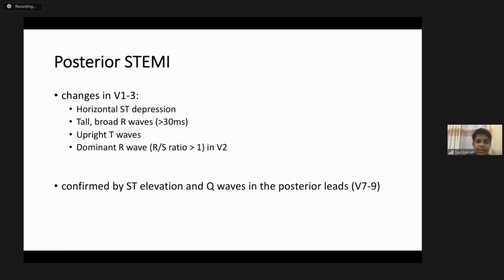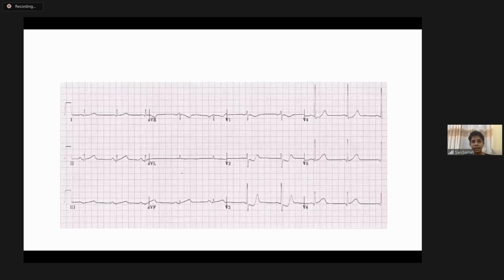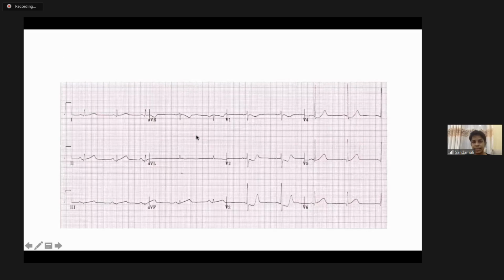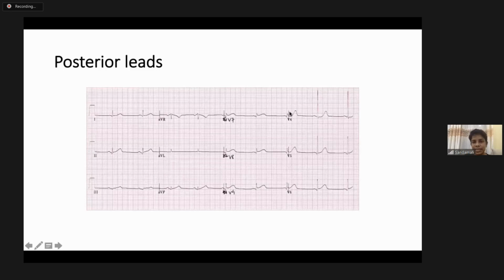The diagnosis is confirmed by ST elevation and Q waves in the posterior leads. Those are V7, V8, V9. In the ECG, you can see those changes: ST depressions in V1 to V3, tall R wave and upright T waves. And there are some ST elevations in lead 2, lead 3 and aVF also. So this is due to posterior STEMI. And if you record the posterior leads V7, V8, and V9, you can see ST elevation there. These changes are called mirror image of the posterior leads, because they are just the opposite of the ST elevation that occurs in the posterior leads.